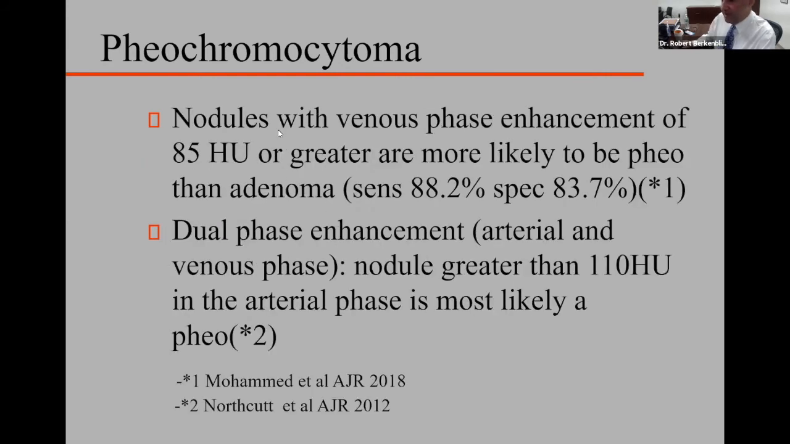Something else to keep in mind with pheos is that nodules with venous enhancement of 85 Hounsfield units or greater are more likely to be a pheochromocytoma than adenoma. At dual phase enhancement, if for some reason the study gets done as arterial and venous phase and the adrenal nodule is picked up, a nodule greater than 110 Hounsfield units in the arterial phase is most likely to be a pheochromocytoma. So pheos show a great degree of enhancement.